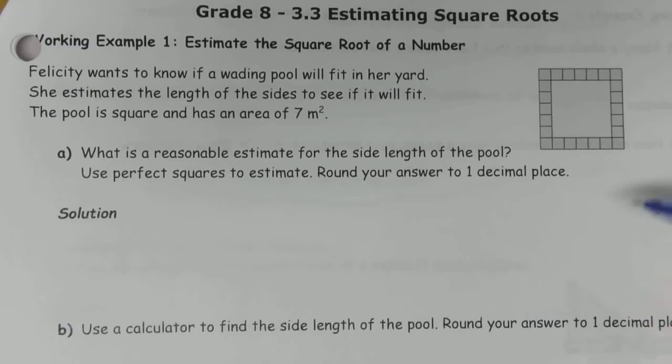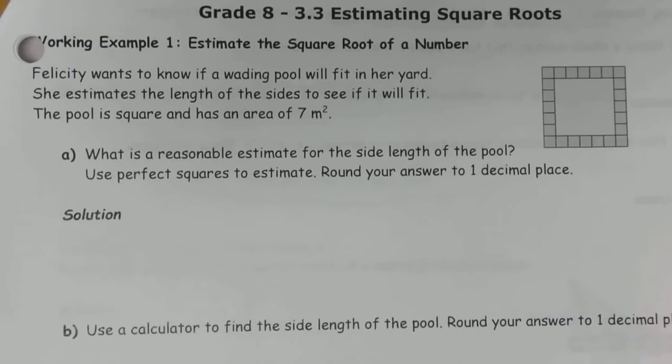Now this particular drawing doesn't really give you much to go with. It's not really relevant for a 7 meter square pool, but that's okay. What is a reasonable estimate for the side length of the pool? We're going to use perfect squares to estimate and round your answer to 1 decimal place.